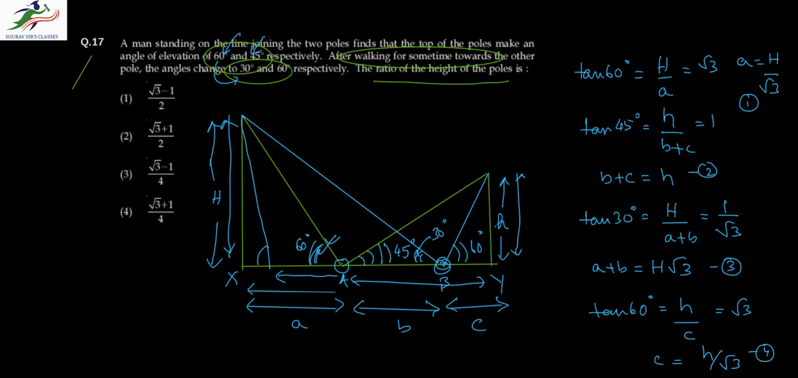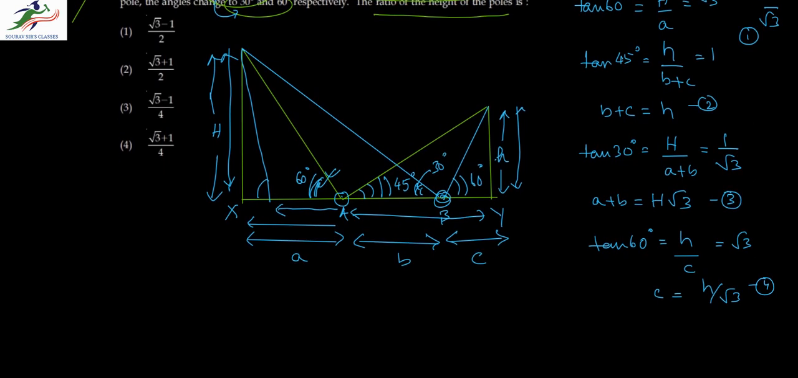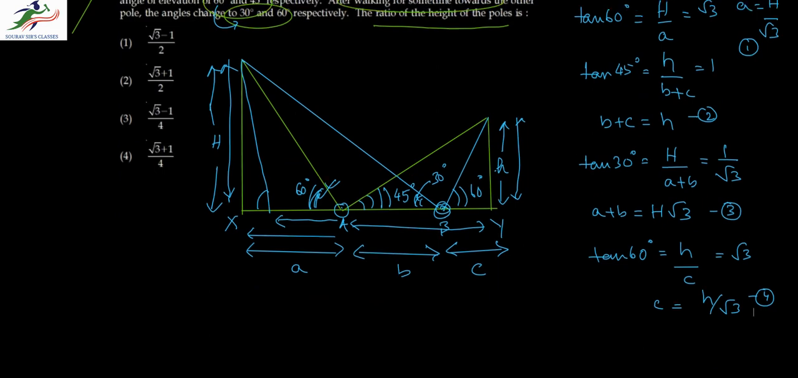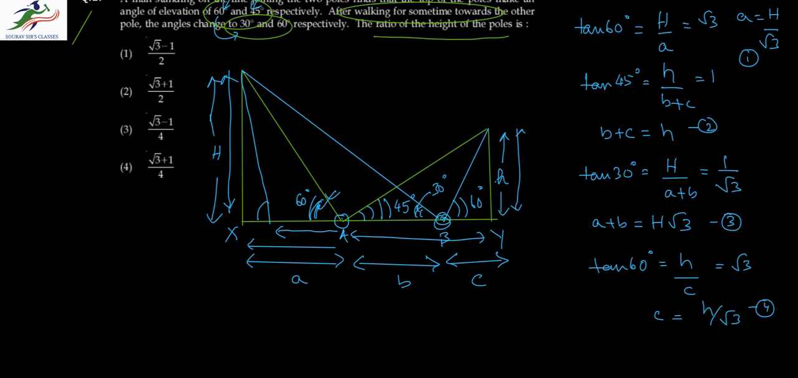Now in order to find the ratio of the heights of the two poles, which is capital H and small h, we have to eliminate the terms A, B and C from these four equations, and we'll do that very easily now.